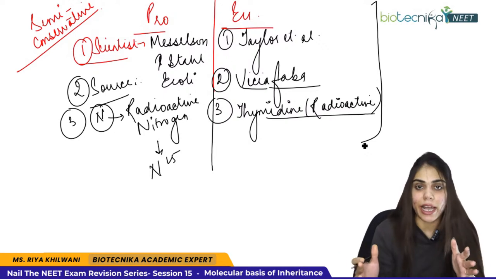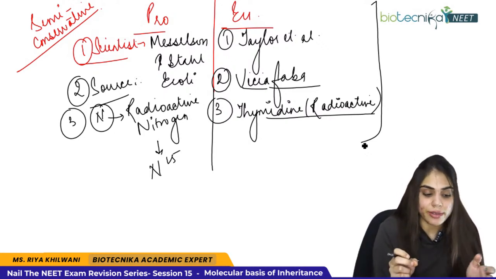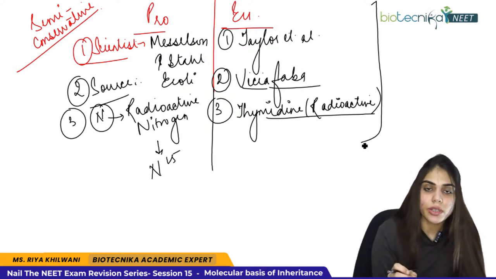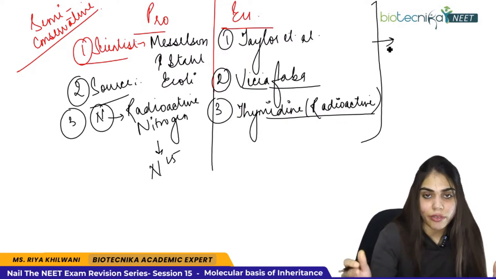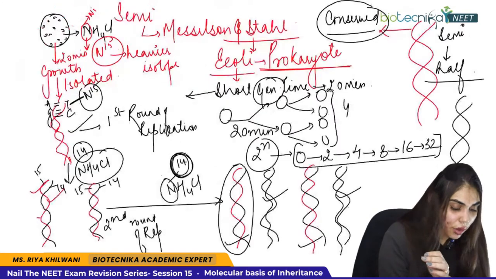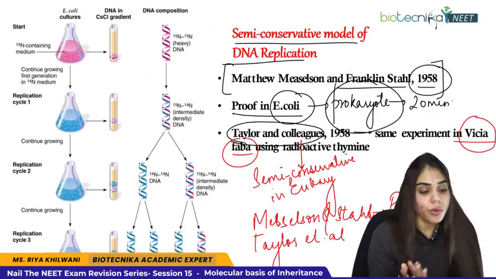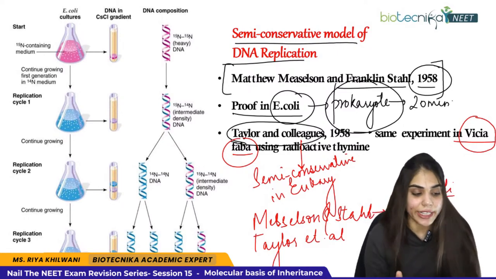You have the mechanism of how this is taking place, but the points you have to remember are the scientist, the source they used, and the radioactive origin. So you have to recall like this. You have to prepare a tabulation or some easier things that you can recall. Firstly, we'll see the diagram and what it is saying. It is the same as what I've already explained.